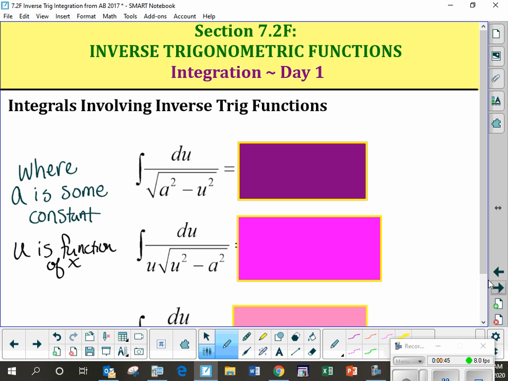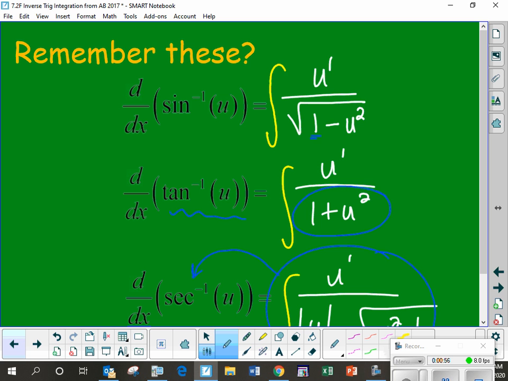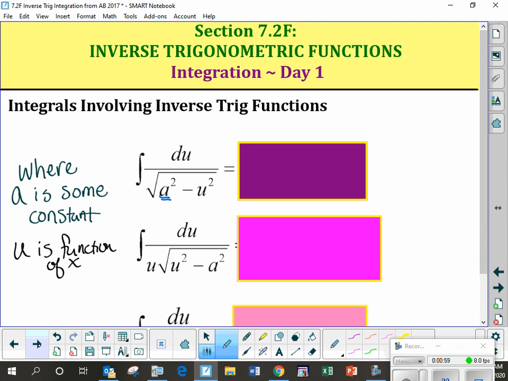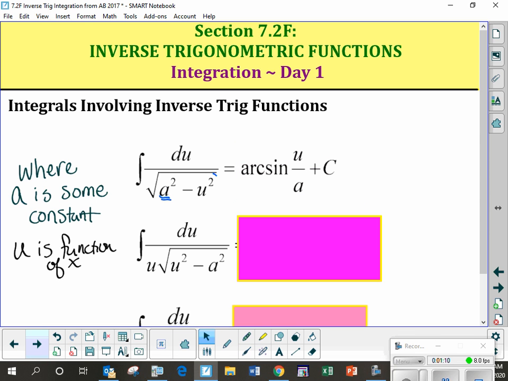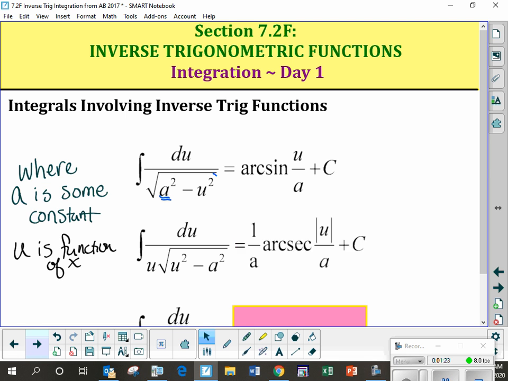So here are the integrals, and where there was a number, that's what we're going to call our a. So this will represent a squared, the number minus the function squared. If I have that scenario, then that should play out like an arcsine of u over a. And you notice on the side, maybe you'll even want to write that down, where a is some constant and u is a function written in terms of x.